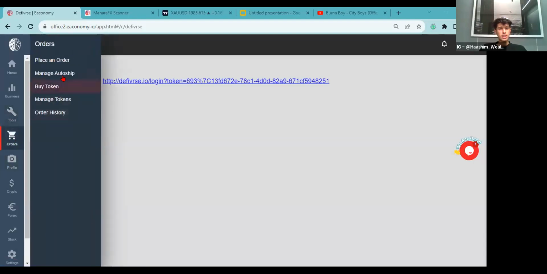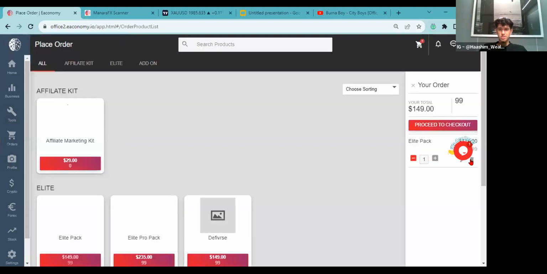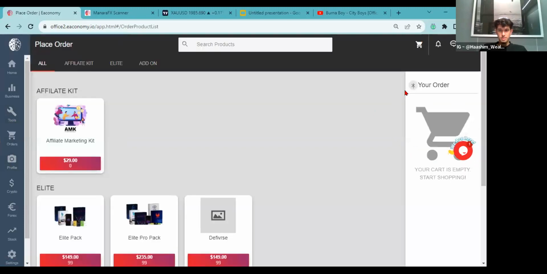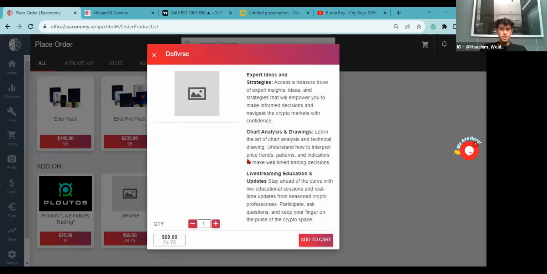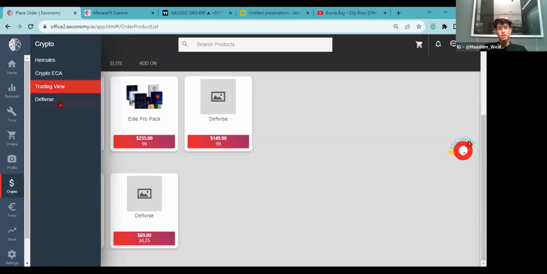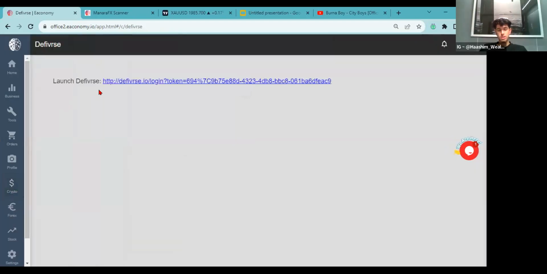If you have bought the add-on from place an order, right? If you already have, why is this in my cart? If you have bought the add-on, which is D5verse, make sure you buy this, right? This had 100% win rate last month. Did it 12 trades, 100% win rate.